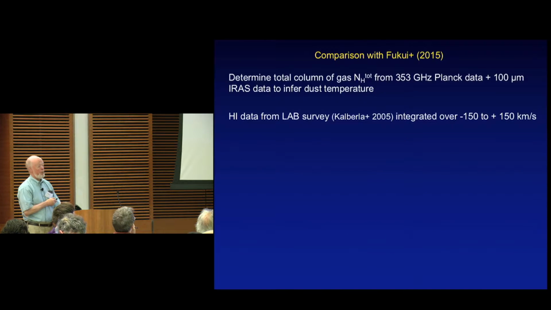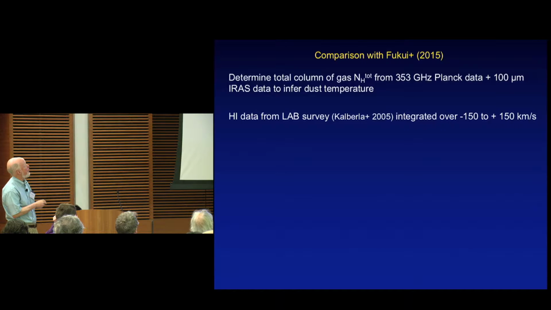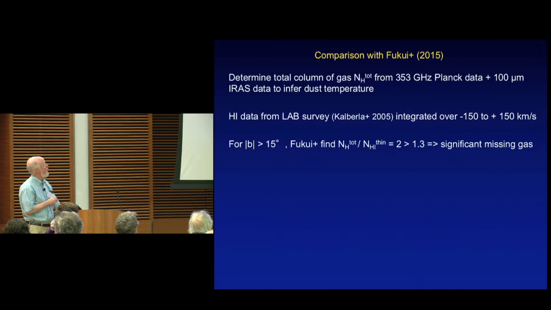So we've already heard from Yasuo this morning, and if you compare with him, as he described, he used the 353 gigahertz Planck data plus 100 micron IRAS data to infer the dust temperature. And then he used the LAB survey, integrated over a very wide velocity range. For b greater than 15 degrees, he found that this ratio R was 2, which is significantly bigger than the 1.3 that we found. And he concluded that there's a significant amount of missing gas.